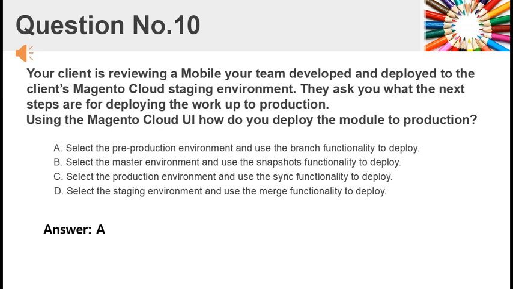Your client is reviewing a module your team developed and deployed to the client's Magento Cloud staging environment. They ask you what the next steps are for deploying the work to production. Using the Magento Cloud UI, how do you deploy the module to production? A. Select the pre-production environment and use the branch functionality to deploy.